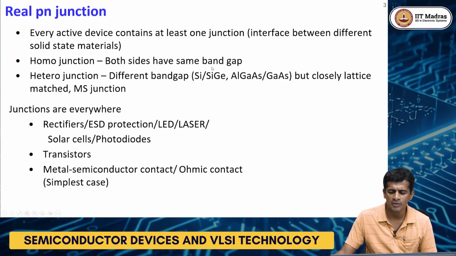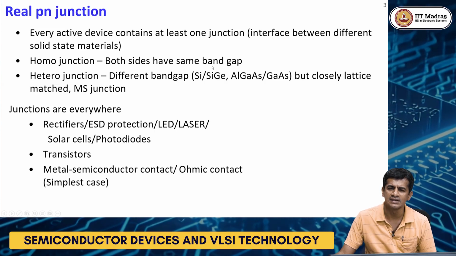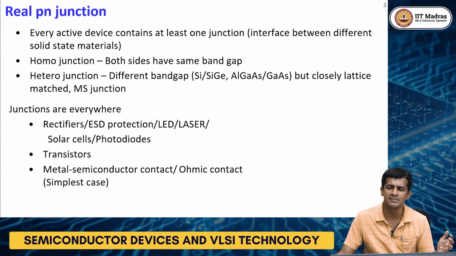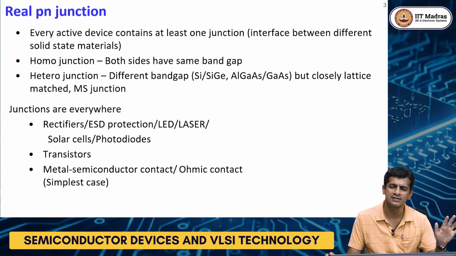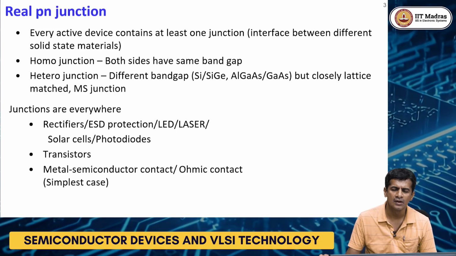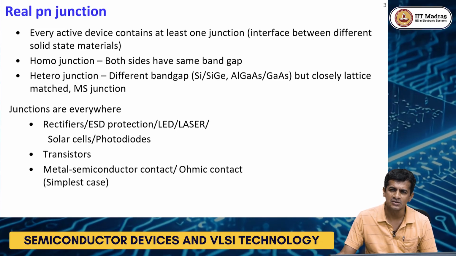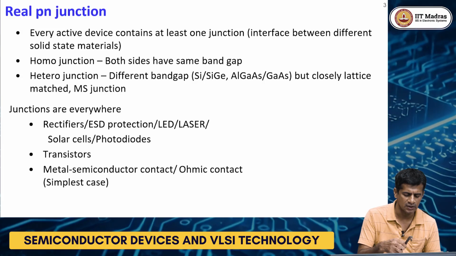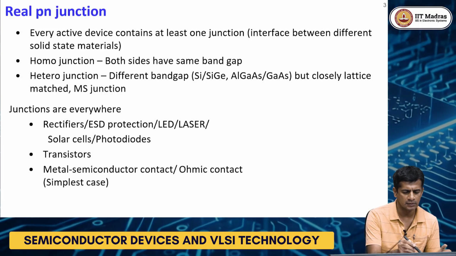What we call a junction is an interface between two types of materials. On one side you have one type of material, on the other side you have another type of material. There are two types of junctions. One we call a homojunction.